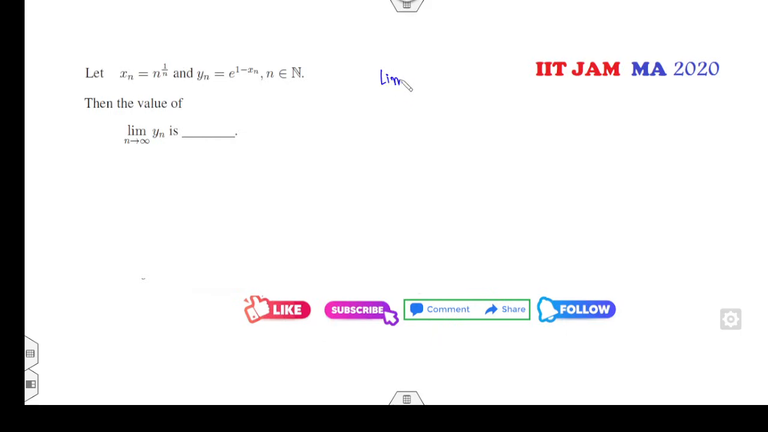Okay, limit n approaches infinity, n raised to power n goes to the 1. So what is the limit of the y? e raised to power 1 minus 1, e raised to power 0. 1 is the right answer.